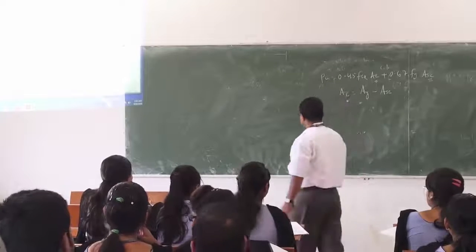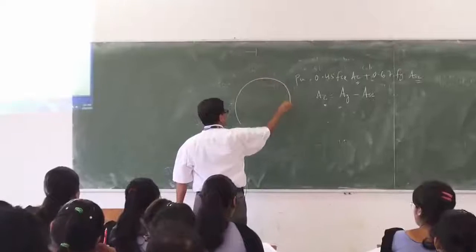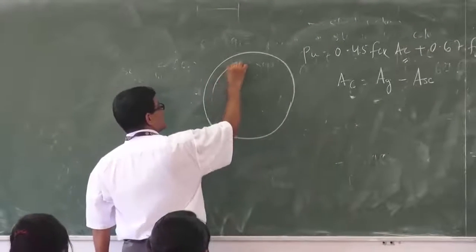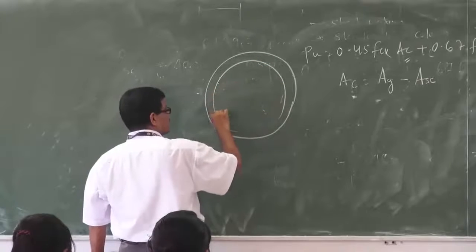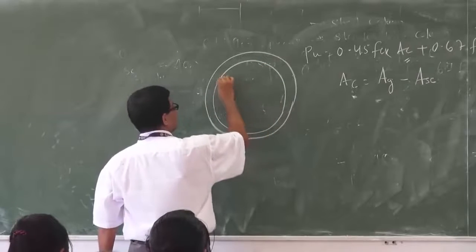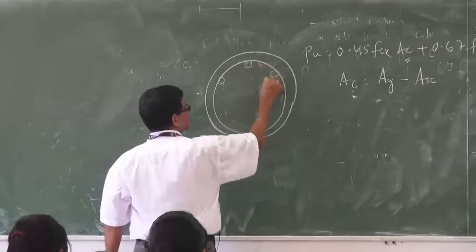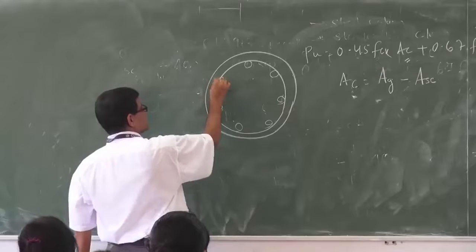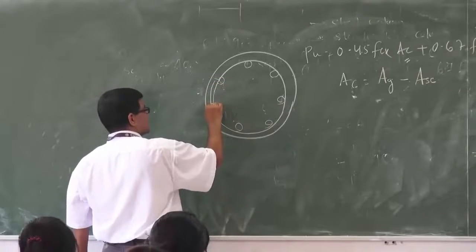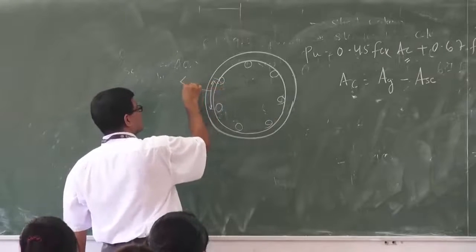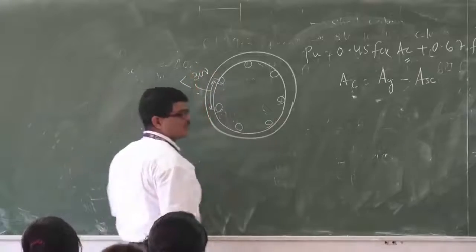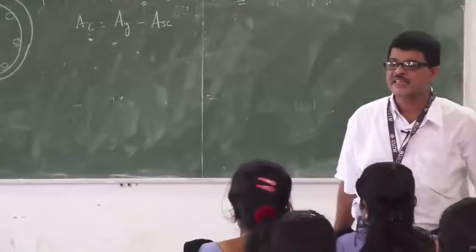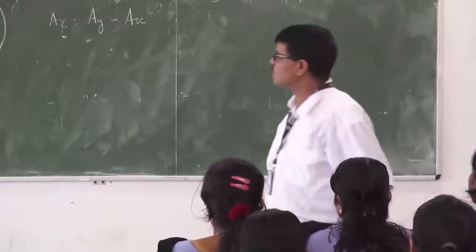Suppose this is your diameter. Suppose this is a column, and you have the reinforcement like this way. This is your ties and you have provided bars here. So this distance, this spacing, shall be less than 300. You will find the spacing of this longitudinal reinforcement shall not exceed 300 millimeter. Okay, that is the thing you have to check.